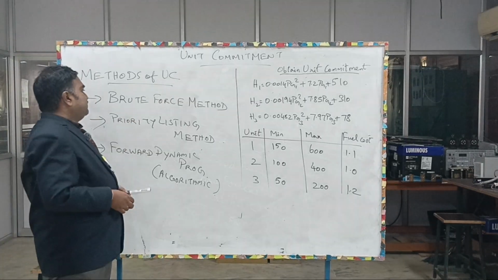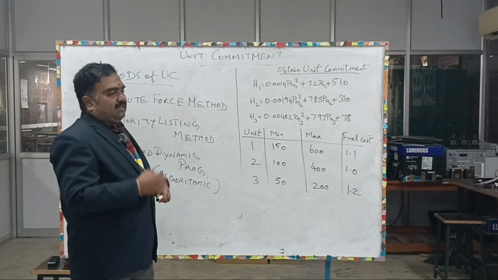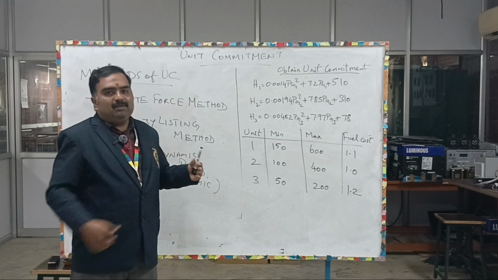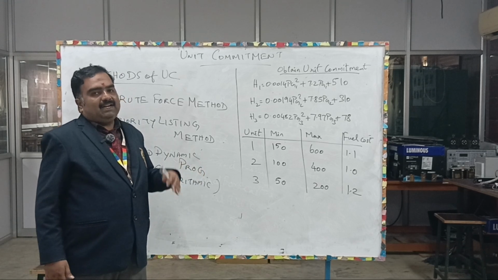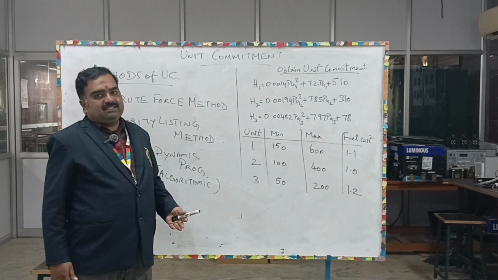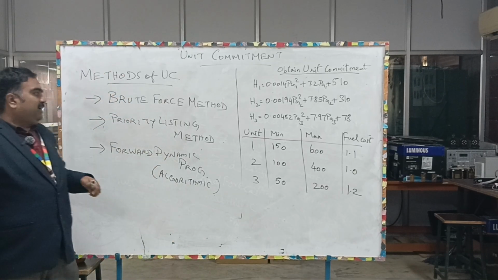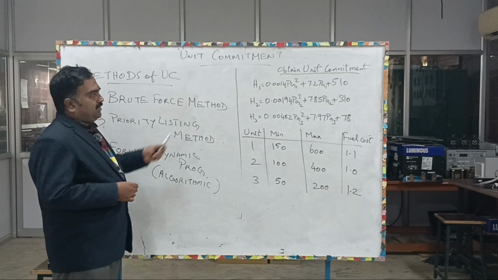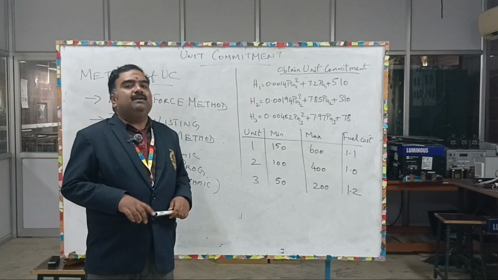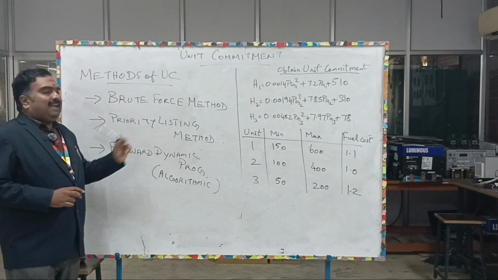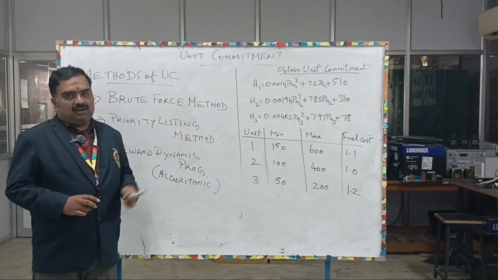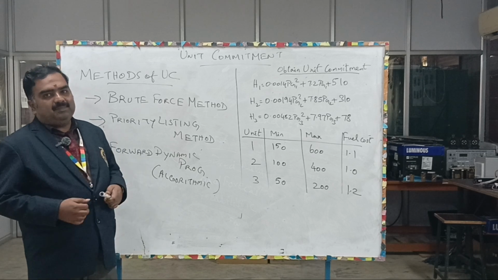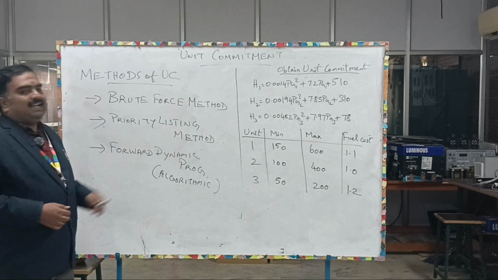The first one is the brute force method, which finds the n lowest cost strategies by going through the minimum and maximum combination of all possible combinations of generators, and out of that picking the n lowest cost strategies. So, this is a very simple method. Next is the priority listing method, which takes into picture the full load average production cost. We are going to discuss it in detail with the help of a numerical problem. The priority listing method takes into account the full load average production cost of each generator and finds the n low cost strategies with different combinations. The last one is the forward dynamic programming method.